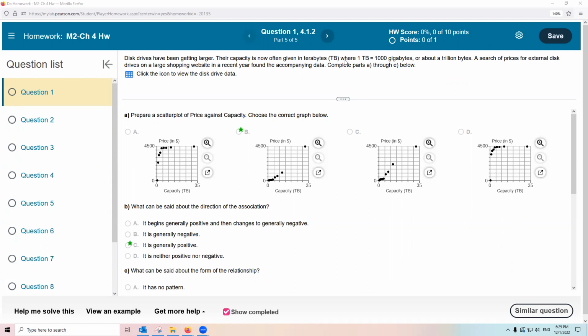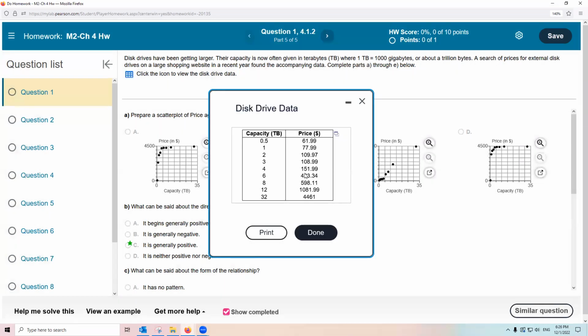It says, disk drives are getting larger. Their capacity is often now in terabytes. And it says a search of prices found the accompanying data. So let's open up this data set and see what data was collected here. All right, so it looks like for different capacities, here's the price. And it makes sense. The higher the capacity, the more expensive the disk drive is, right? If you go out and buy a disk drive, the more capacity, the more expensive the disk drive is going to be. Well, we'd like to form a plot.